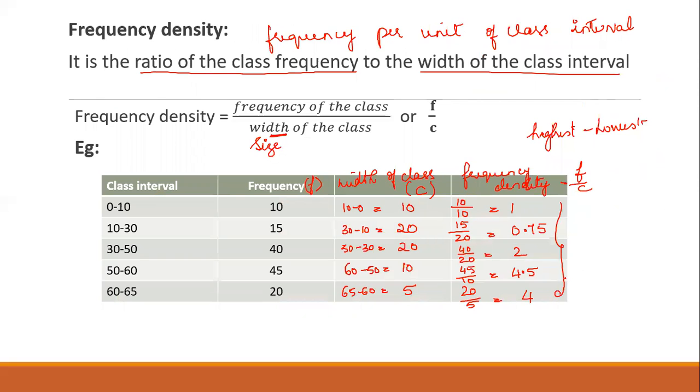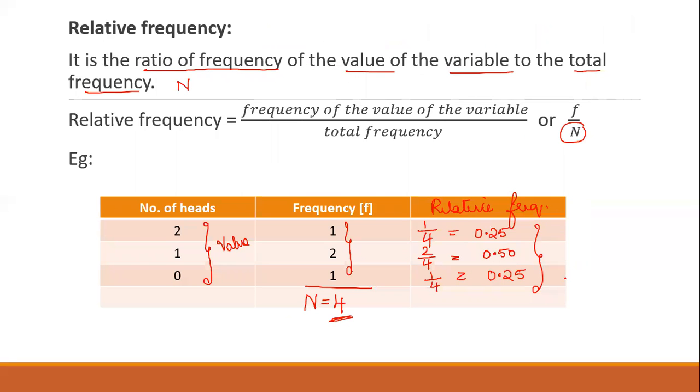When it comes to frequency density, it is nothing but the ratio of the class frequency. Here you find a new ratio. It is per unit, meaning per value of a particular class, a particular frequency. That is frequency density. And relative frequency is where you focus on the frequency and the total frequency. You take the frequency of a value and divide by the total frequency, and you get the relative frequency. So that is also a ratio of a frequency. So I hope you understood these concepts.